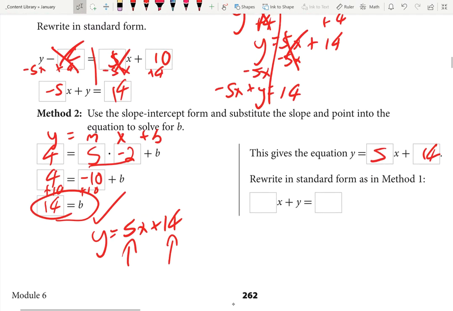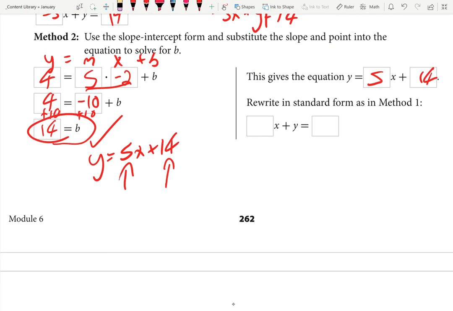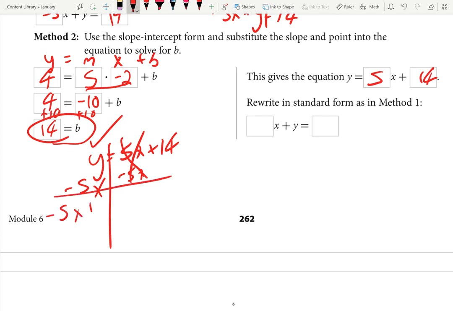So doing the same rearranging that we just did up here, you get the same answer. Same rearranging means subtract 5x to move the 5x term on the same side as y. And you see, of course, you have a -5x plus y equal to 14. Same answer as before. -5x plus y equal to 14.